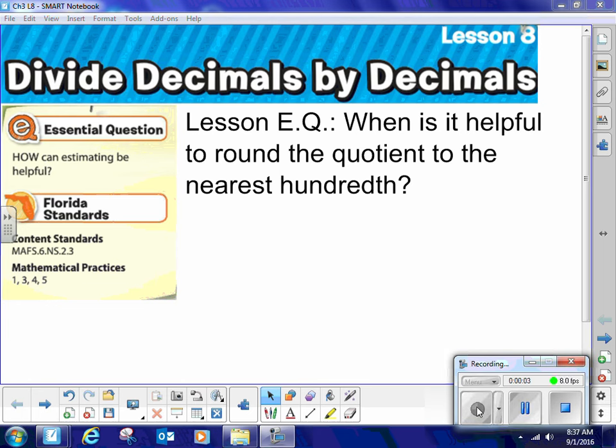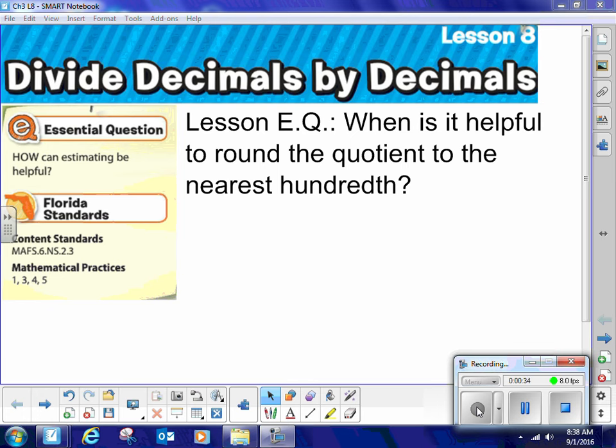Today's lesson, lesson 8 in chapter 3, which will be the final lesson in dealing with decimals, is divide decimals by decimals. Now, this entire chapter, we have been talking about this essential question: How can estimating be helpful? We have seen where estimating can be helpful with adding decimals, with subtracting decimals. It can sometimes be helpful when multiplying with decimals, and it also can be sometimes helpful when dividing decimals.